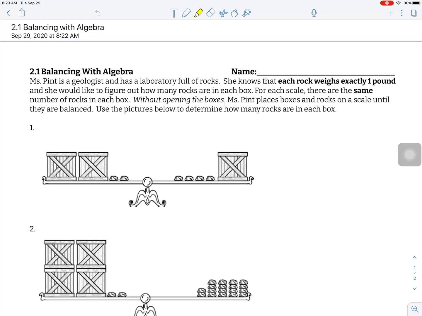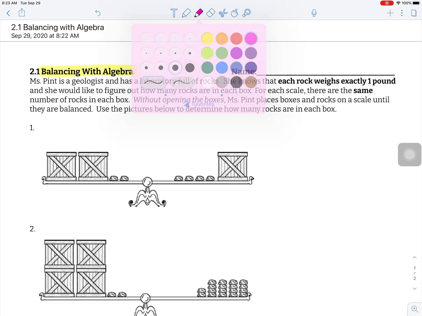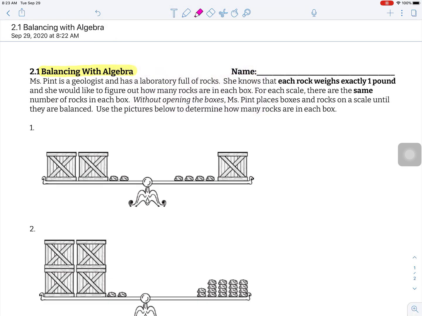We are starting Unit 2 today. And so we're going to start with a little activity in which we're trying to find some balancing techniques using algebraic thinking. So first and foremost, let's read the directions on this activity.